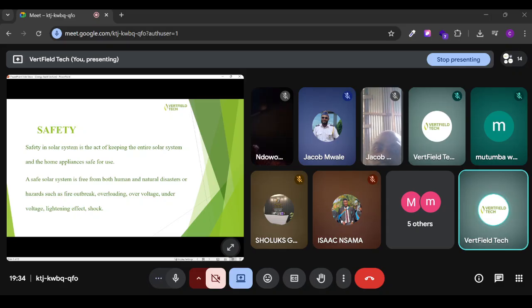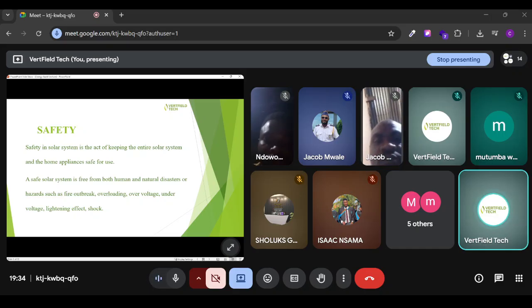Now, safety. Remember when we said there are things that the energy audit does for you? We said that energy audit helps you to prevent oversizing of your system. It helps you to safeguard your appliances and your solar system as well. It also helps you to save costs, right? We have talked about saving costs and preventing oversizing. Now it is time for us to talk about safety.